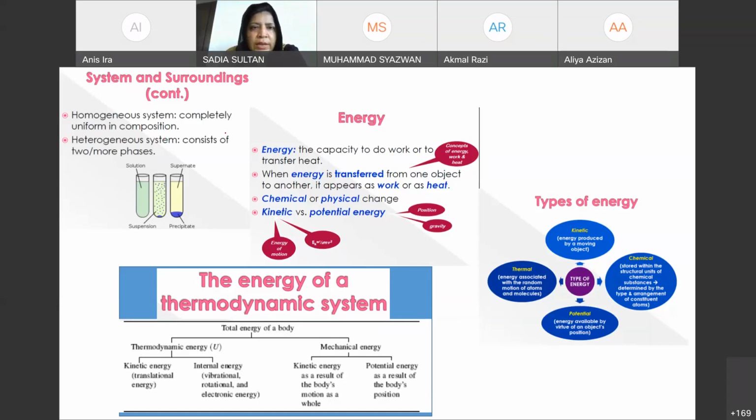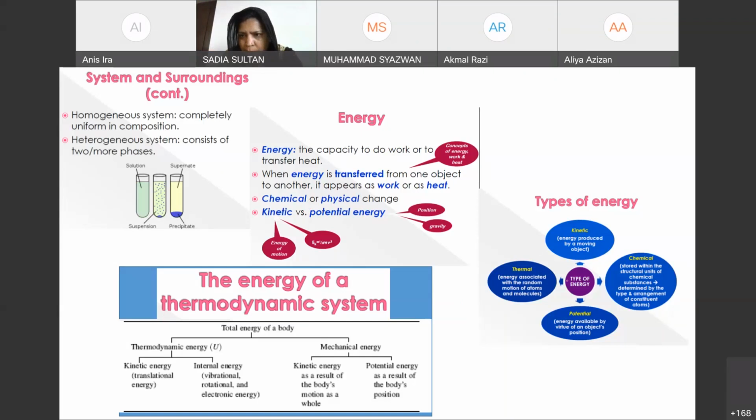Okay. So energy is the capacity to do work. Everybody knows what energy is? The capacity to do work or to transfer heat. Either transferring heat or doing work is called energy. When energy is transferred from one object to another, it appears as work. That's why we say energy transfers from hot to cold, so it appears as work or as heat. Chemical or physical change, either kinetic versus potential energy. When we have motion, we do some work, or we change our position. So this is positional potential energy. This is a type of energy.